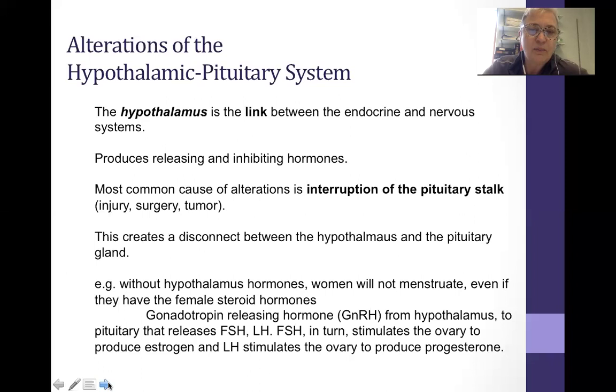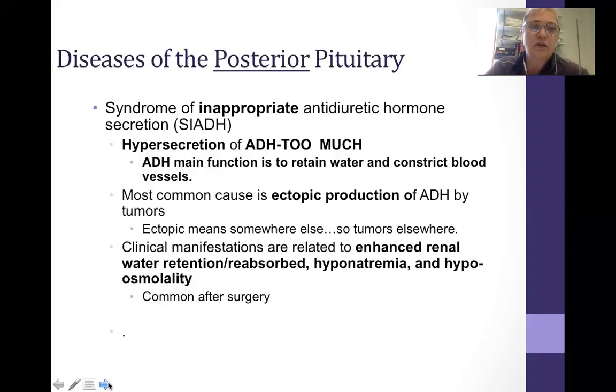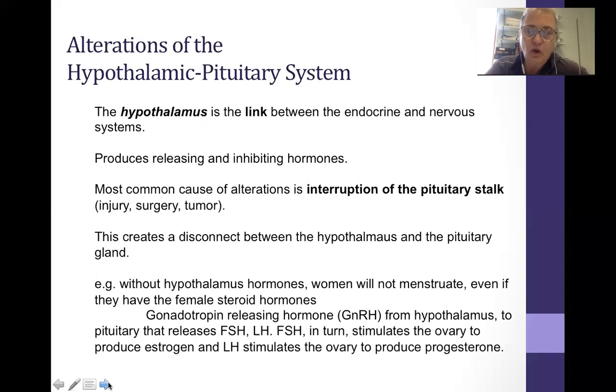If you didn't have your hypothalamus telling your pituitary to tell other things what to do, women wouldn't have the ability to menstruate. There's a hormone released from your hypothalamus, the gonadotropin releasing hormone, and it goes to the pituitary gland and tells it to release follicle stimulating hormone or luteinizing hormone. FSH stimulates the ovary to produce estrogen, and the LH stimulates the ovary to produce progesterone, and you get a menstruation cycle. So if you don't have those going on, all of that doesn't happen. Just remember that often it starts in the hypothalamus, which will tell the pituitary what to do.